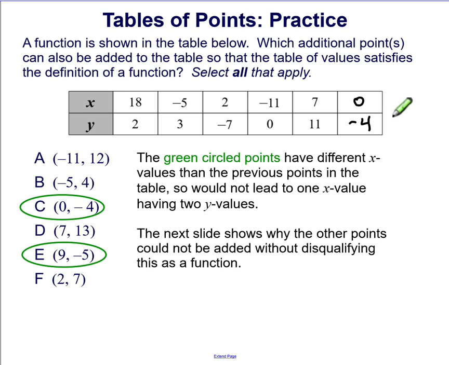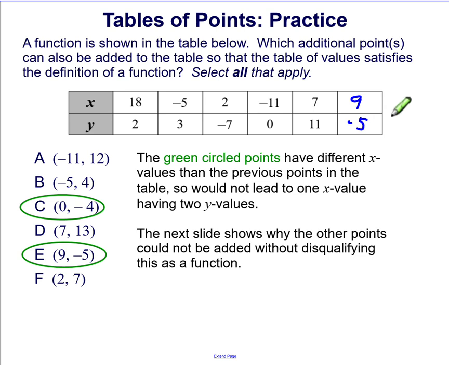The same can be said if I enter option E. If I put 9 in for x and its corresponding y value of -5, nowhere else in these x values do I see a 9. So 9 only has one unique output, one unique y value. So adding 9, -5 to this table of values maintains the fact that this table is still a function.